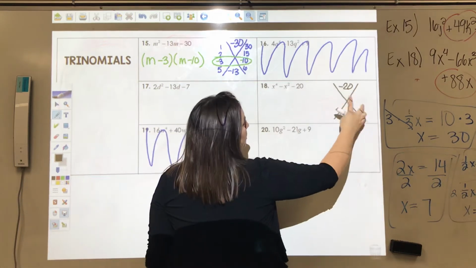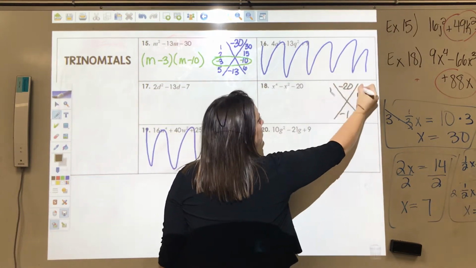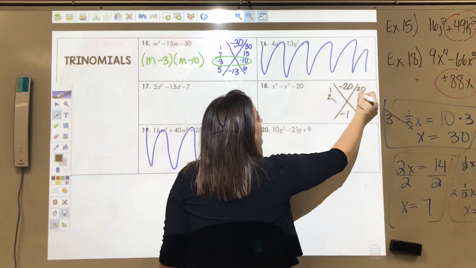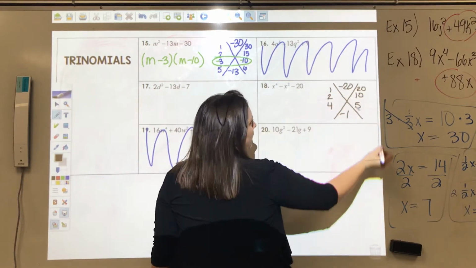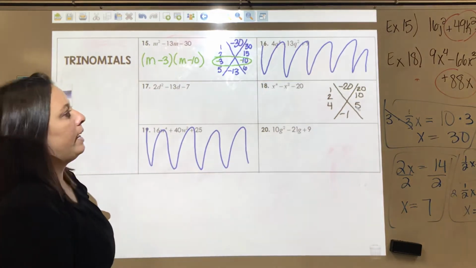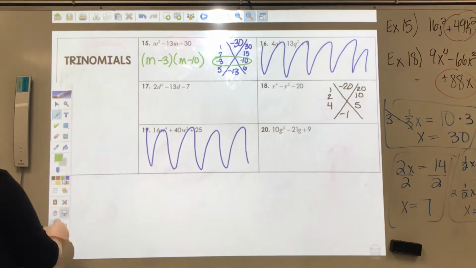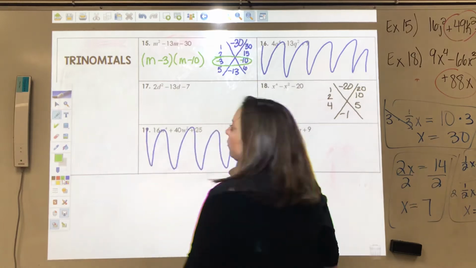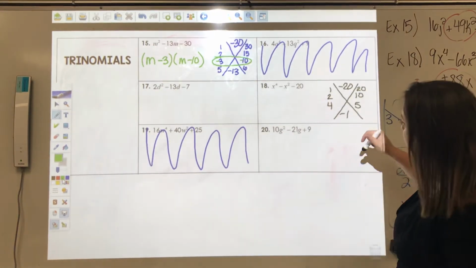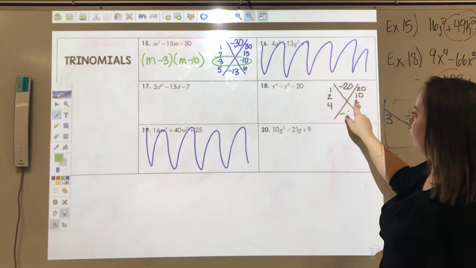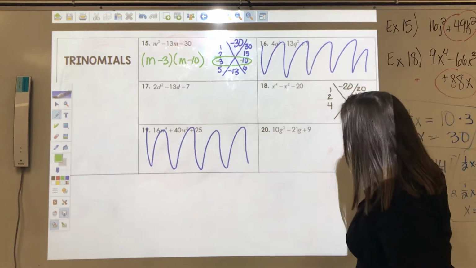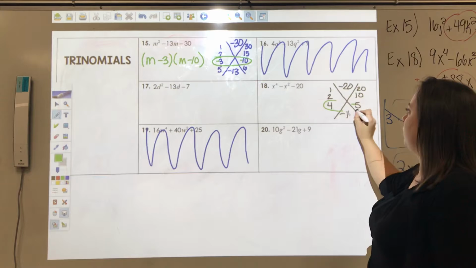Now we list our factors. We have 1 times 20, 2 times 10, 4 times 5, and that's the end. Out of those, we need to figure out how we can get a negative 1 when combined. Remember, you can add negatives. So we have 4 and 5 together. If I subtract them, 4 and negative 5, I would get a negative 1.